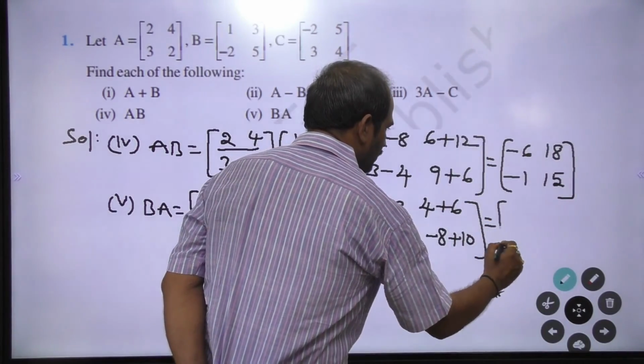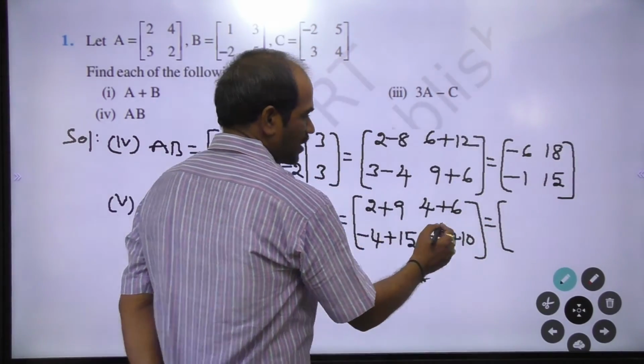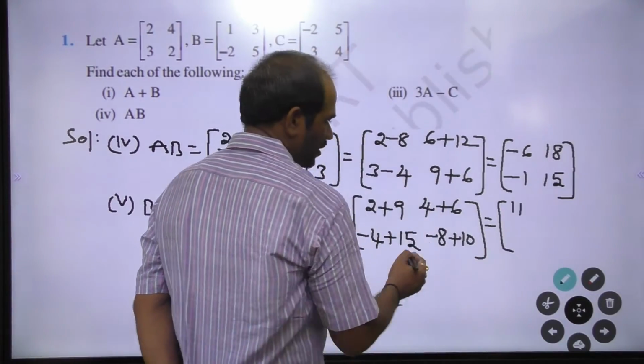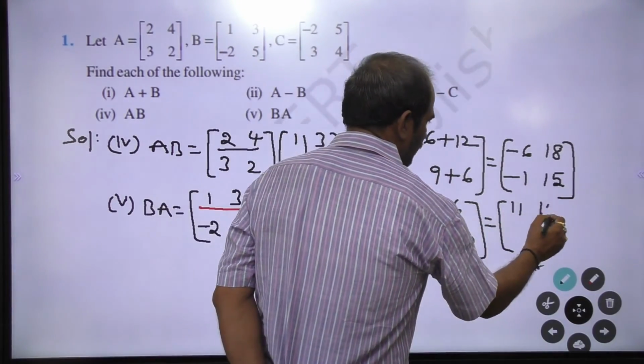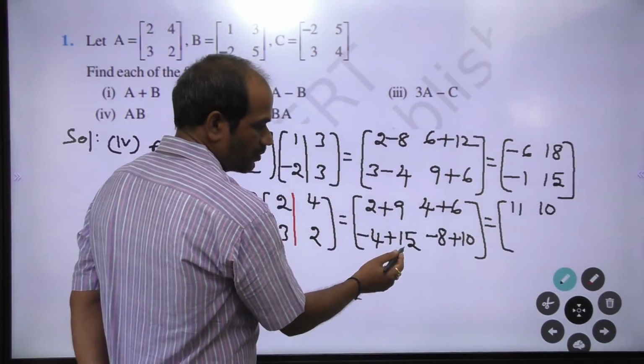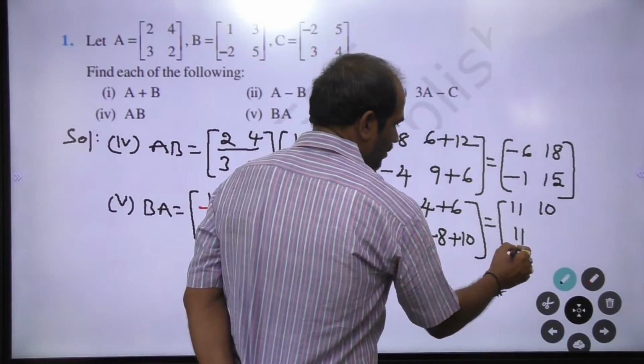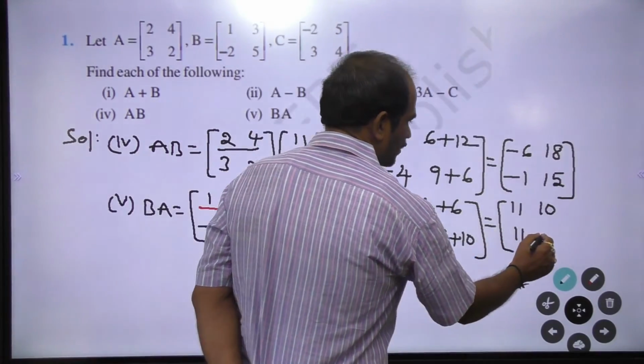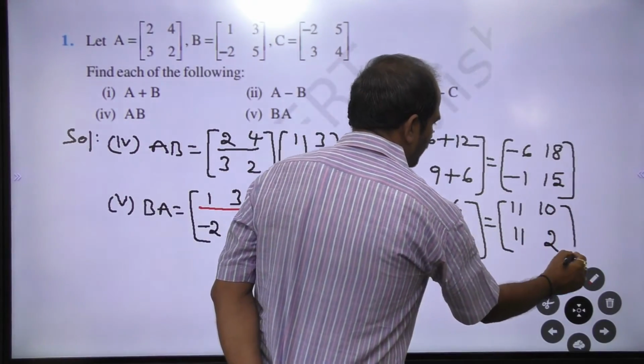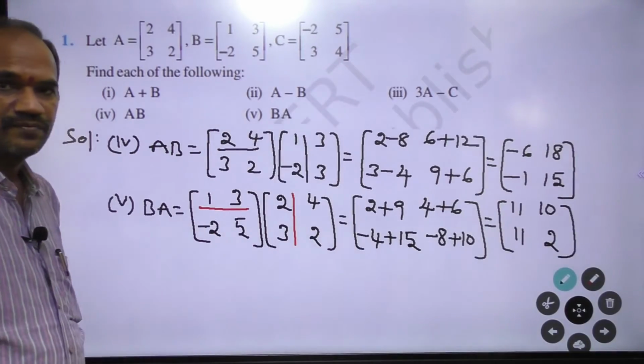So that is equal to, see here, 2 plus 9 is 11. Next one value, 4 plus 6 is 10. Next one value, minus 4 plus 15 is 11. Next one value, minus 8 plus 10. That is 2. This is BA.